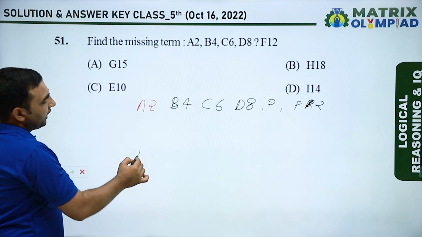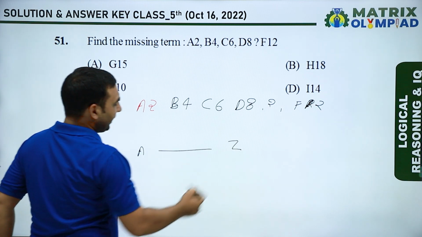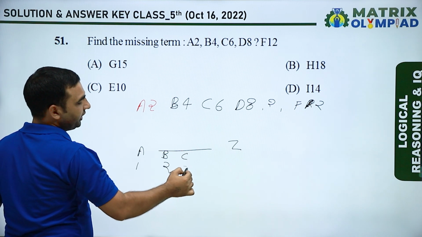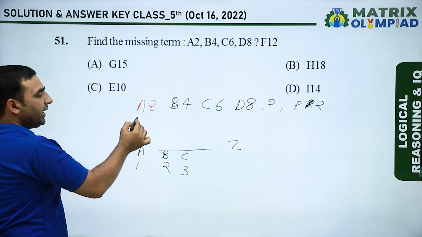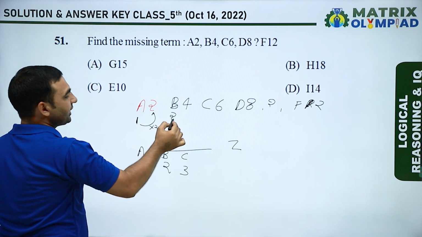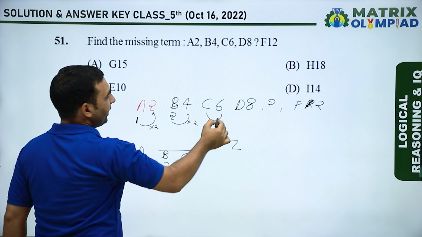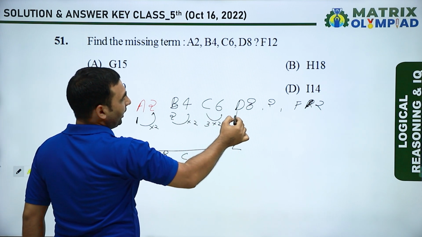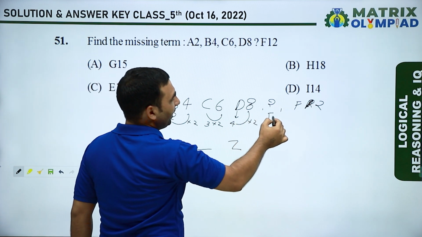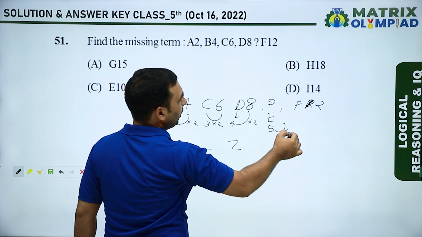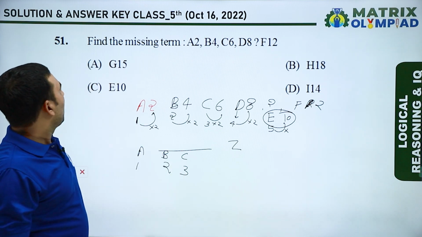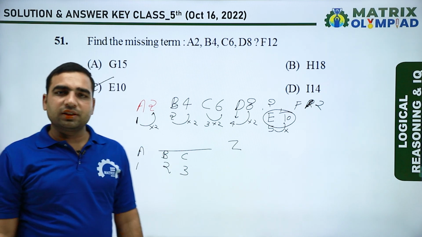If we say A to Z, then A is the first letter, B is the second letter, C is the third letter. A is first, into 2. B is second, into 2. C is third, into 2. D is fourth, into 2. Then what is the next? E contains number 5, into 2, 10. E 10 is our answer. That means option C is the correct answer.